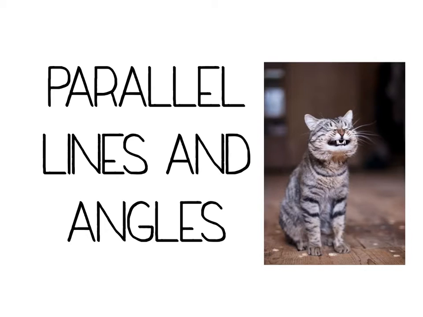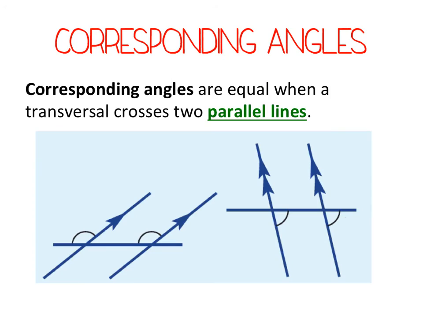Today we're going to have a look at all of those things that happened in that Kahoot last lesson, all the parallel lines and all the angles that form when a transversal, or a straight line, cuts through two parallel lines. Okay, corresponding angles are the first one. You would have learnt this from Year 7.